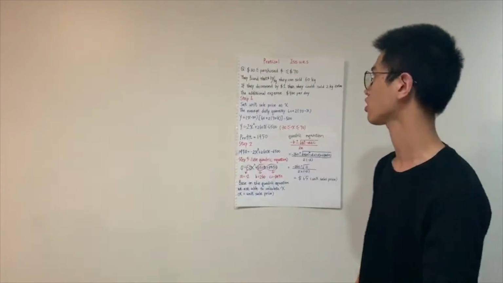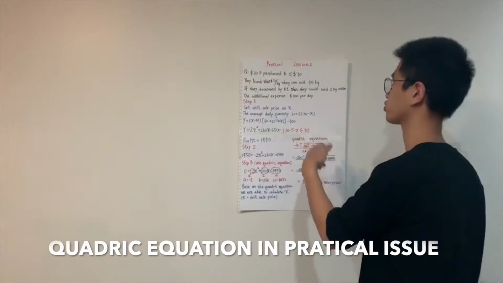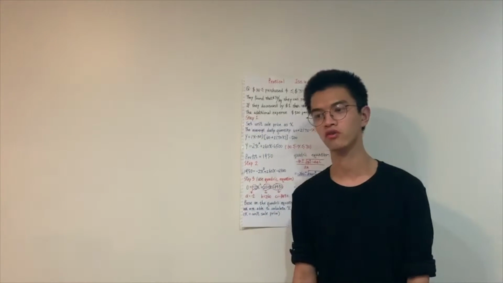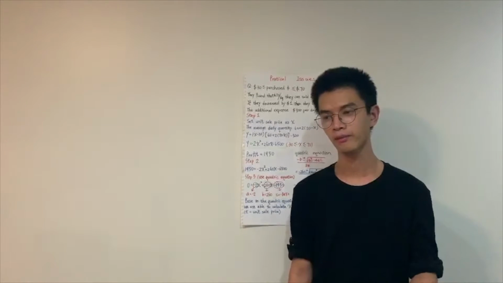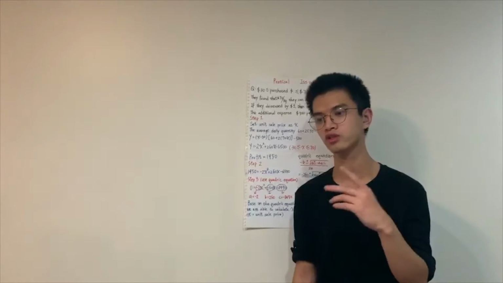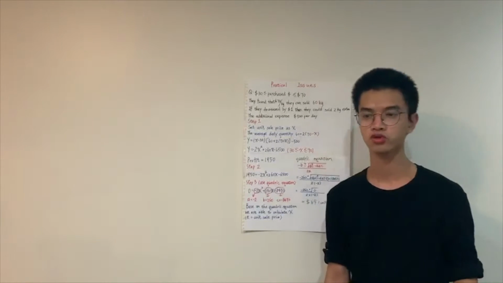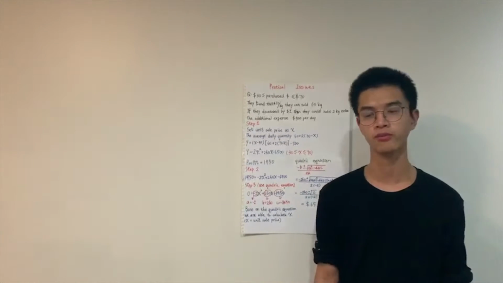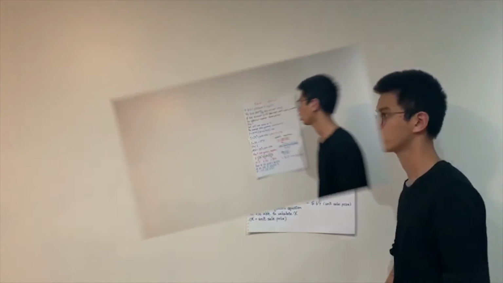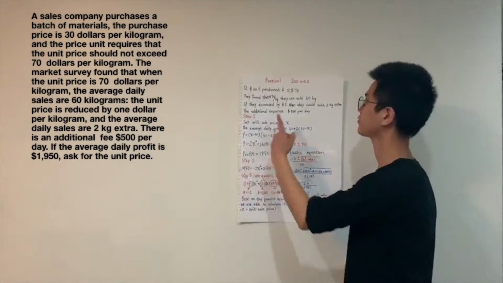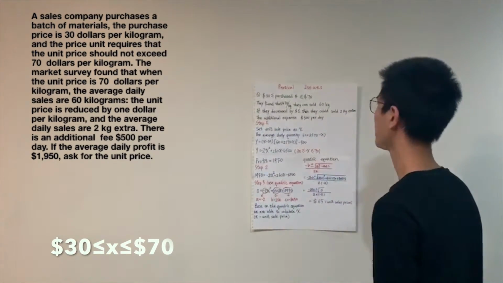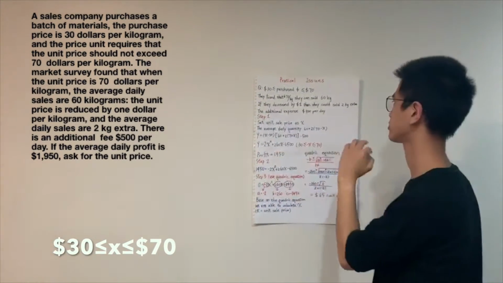Now I'm going to talk about using a quadratic equation in practical issues. In marketing, due to various external factors, management has to adjust price to gain a greater benefit. They are able to apply the equation to control their price to adapt in the market. Now I will show an example. Look at this question: the purchase price must be greater than or equal to 30 and less than or equal to 70.